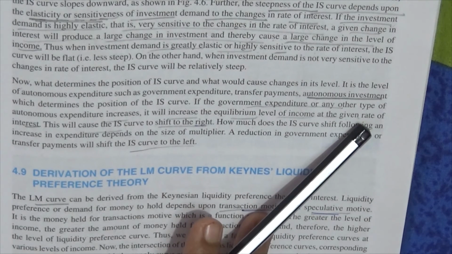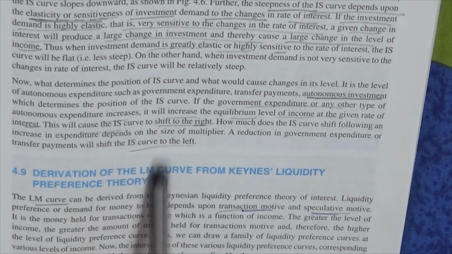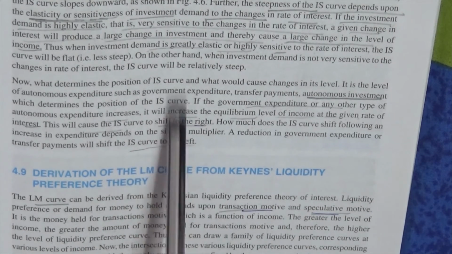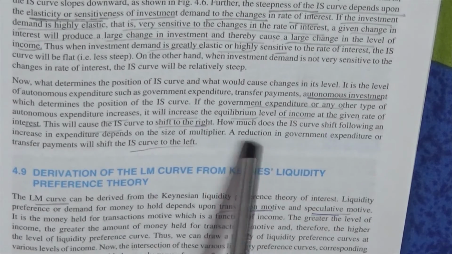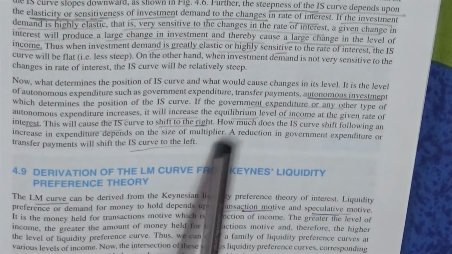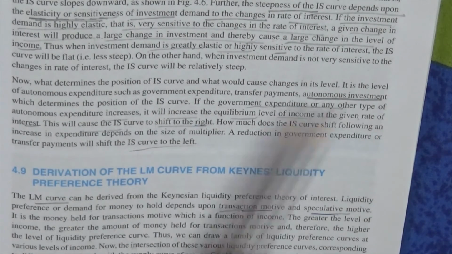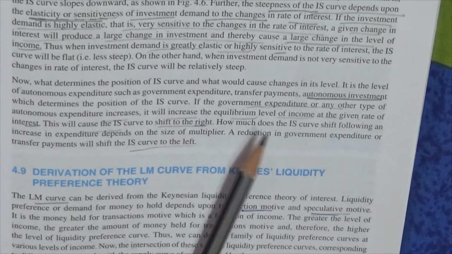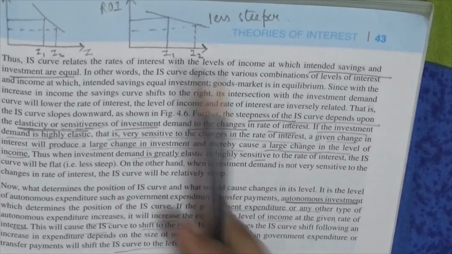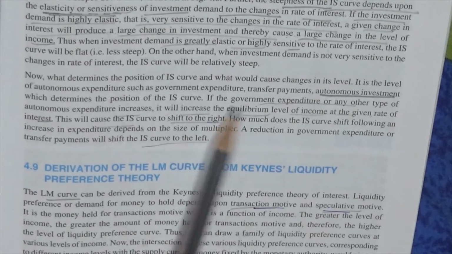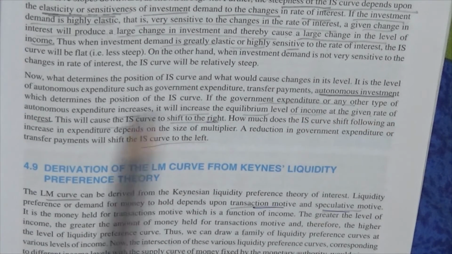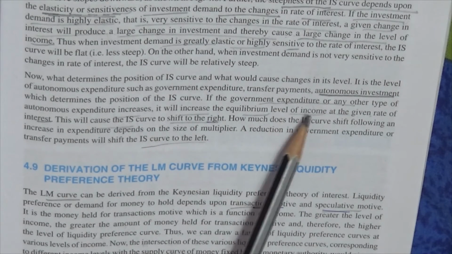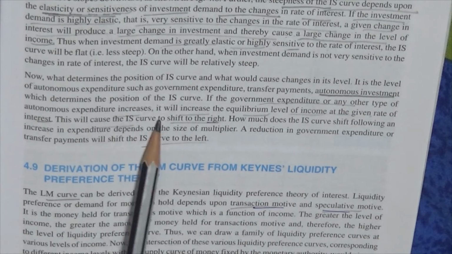Due to this government investment, there is a rightward shift in the IS curve, which is called a multiplier, meaning it is giving income to a lot of people. For that reason it is acting as a multiplier, and that is why it has been said that autonomous investment, the government investment, helps in giving the rightward shift in the IS curve. If autonomous expenditure or any type of autonomous expenditure increases, it will increase the equilibrium level of income at a given rate of interest. This curve will shift to the right.